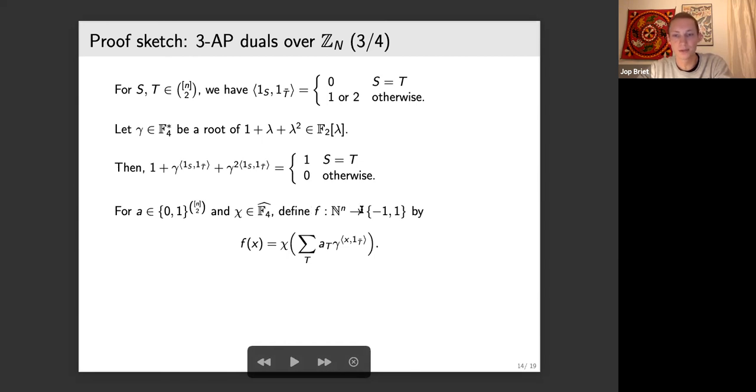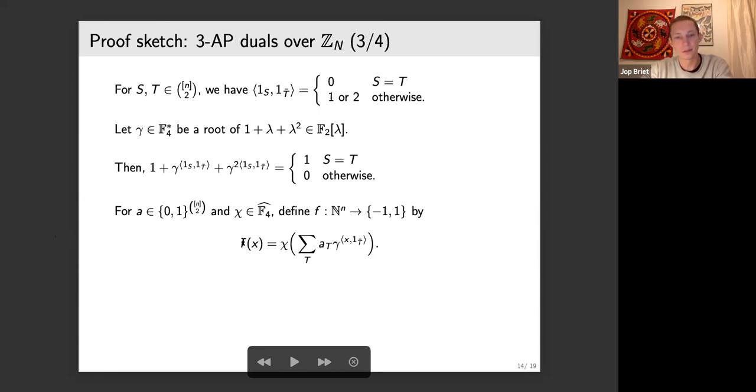They take integer vectors to -1, 1, by sending a point to the evaluation of this character on this big sum here. Okay, so I'm not going to read it out. Most important thing is that the coefficients come from this Boolean vector A. So for every A, I'm going to define a function f. So in total, there's going to be roughly n squared functions f.